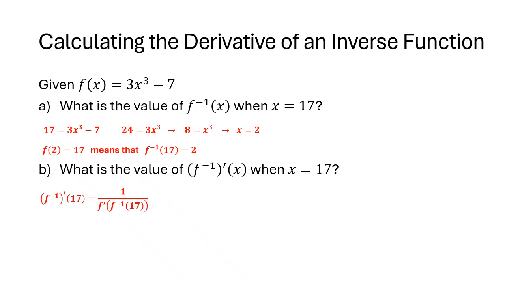So now, the formula for the derivative of the inverse at 17 is 1 divided by the derivative of the function at f inverse of 17. Or in other words, the derivative of the inverse at x equals 17 is 1 over f prime of 2. So in this case, f prime is 9x squared, and we can plug 2 into that to get 36. So the derivative of the inverse at 17 is 1 over 36, and that is our answer.